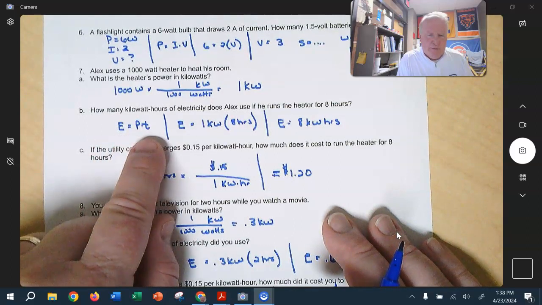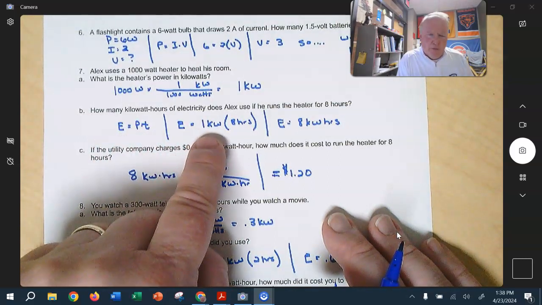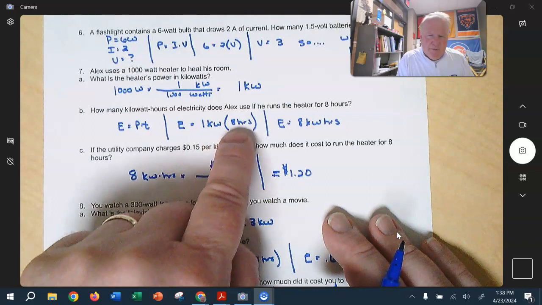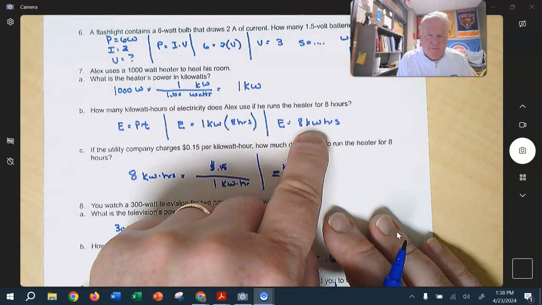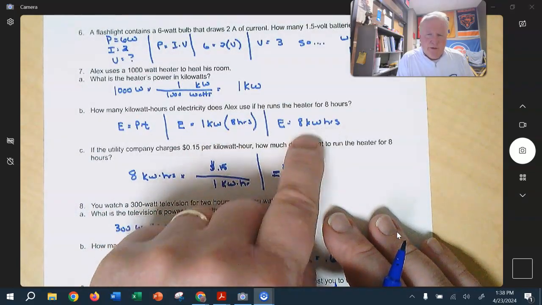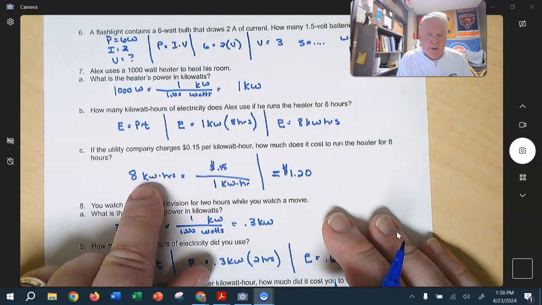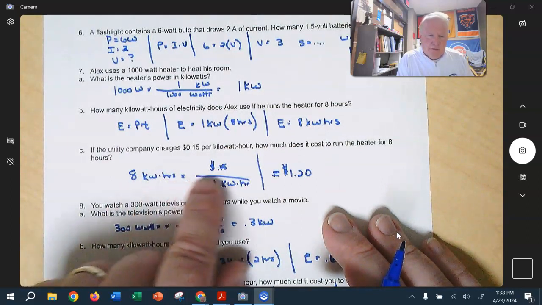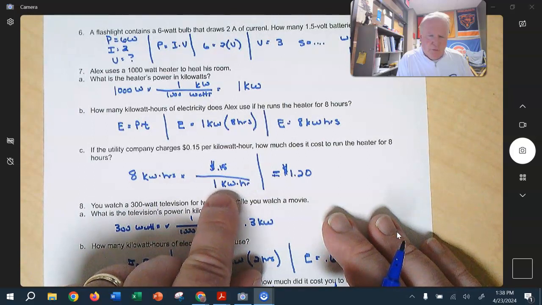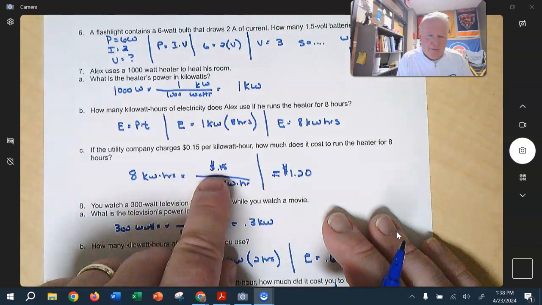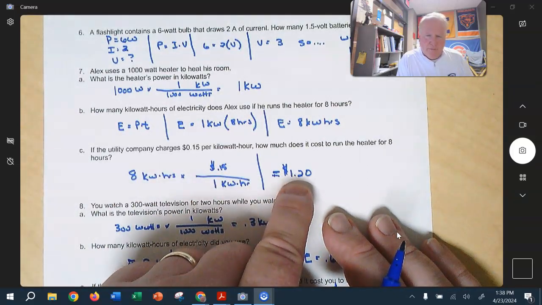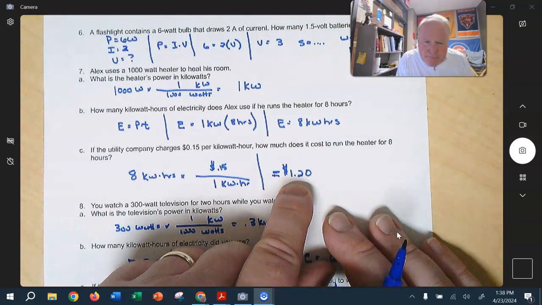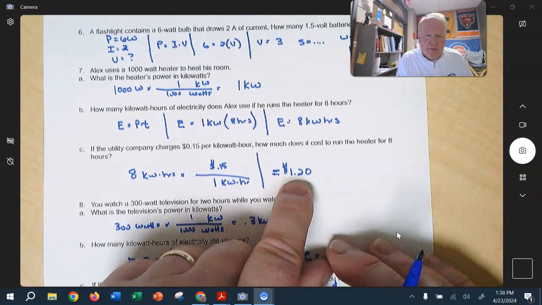Energy equals power times time, or energy equals 1 kilowatt times 8 hours. We get 8 kilowatt hours. And then how do we convert that to money? Well, for 8 kilowatt hours, there's 15 cents for every 1 kilowatt hour. So 8 times 15 is $1.20 to run that heater for 8 hours. Okay.